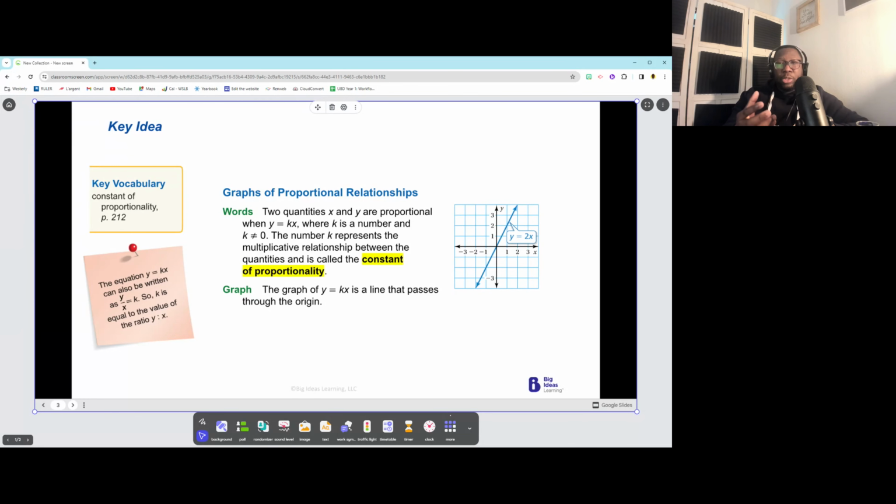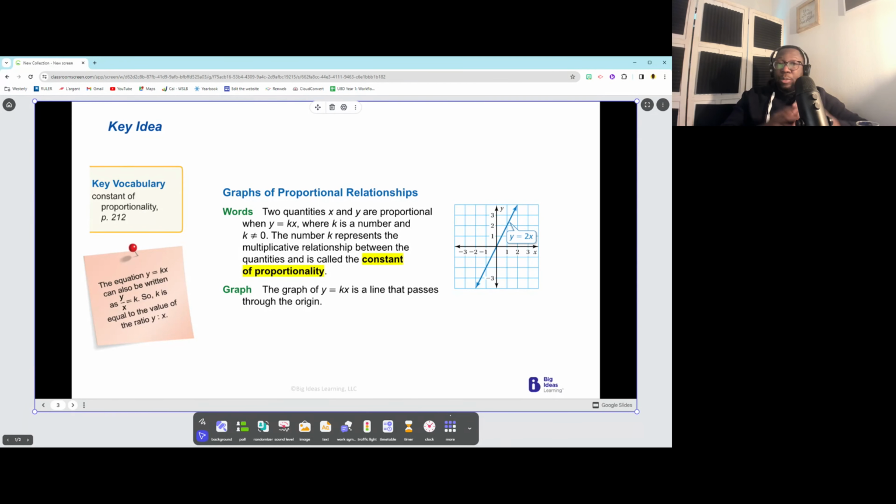Constant. What is a constant? Well, a constant is a number that doesn't change, that it's the same. And proportionality means what? That when we're looking at two ratios, are those two ratios equivalent to each other? And so when we talk about the constant of proportionality, it's going to be the value or the number that represents the multiplicative relationship between the quantities x and y.